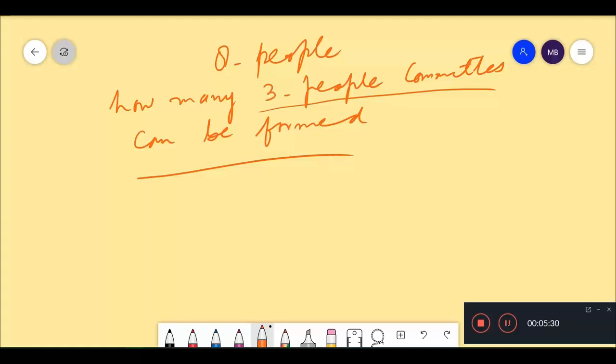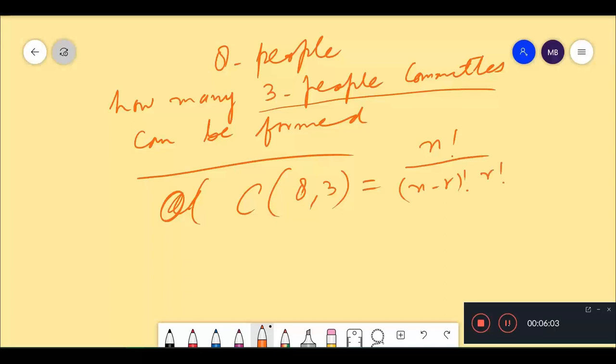So is this a permutation problem or a combination problem? The first question you have to ask is whether order matters or not. Since while creating a committee we do not consider the order, it is a combination problem. We have to combine people. So it is a problem of C of 8, 3, which is equivalent to n factorial divided by (n minus r) factorial into r factorial. Here n is 8 factorial divided by (n minus r), 8 minus 3, that is 5 factorial, into r factorial, that is 3.